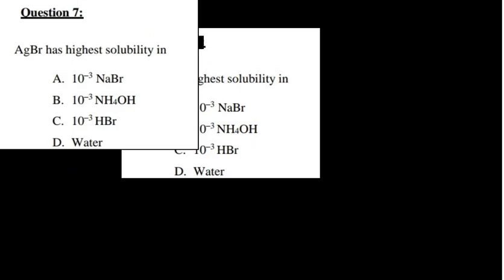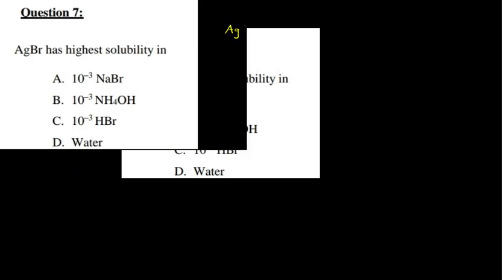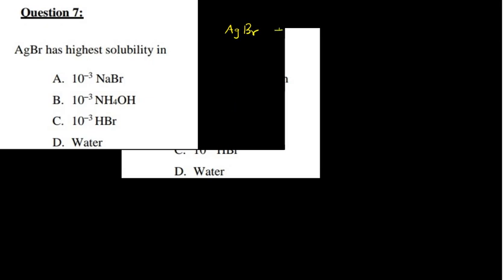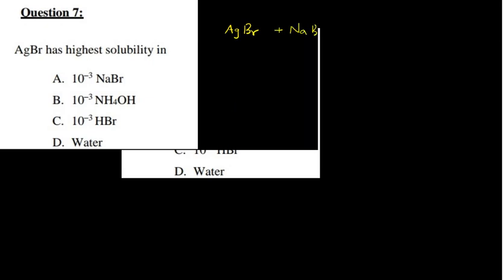Now moving to the next problem. It says AgBr has the highest solubility in... This question is again quite simple. There is no need to waste much time on it. You have been given AgBr, and if you react this AgBr with NaBr, there would be no reaction. Why? Br is common, this is also monovalent, this is also monovalent, so there is no change of oxidation state either. This is not possible. And the same if you react this compound with HBr, again there would be no reaction.